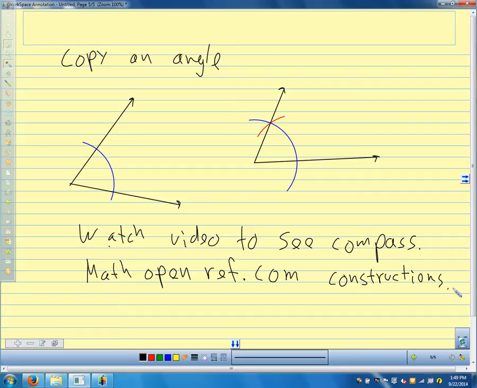So on the quiz tomorrow, there'll be a couple of these constructions, and it will say something like, construct a perpendicular bisector. Bisect this angle using construction. And you'll have to be able to do the constructions.